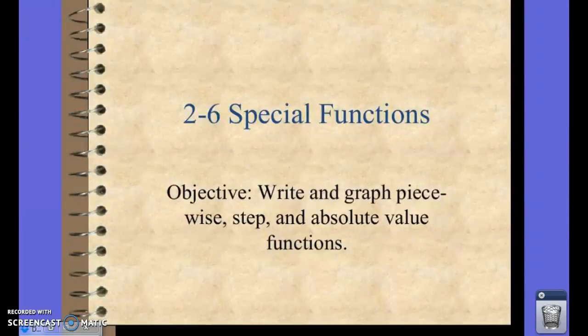So we are in Chapter 2, Section 6. This section is about special functions. Your quiz on Tuesday is only going to be on piecewise. When we come back from the Thanksgiving break, we're going to start with step and absolute value.